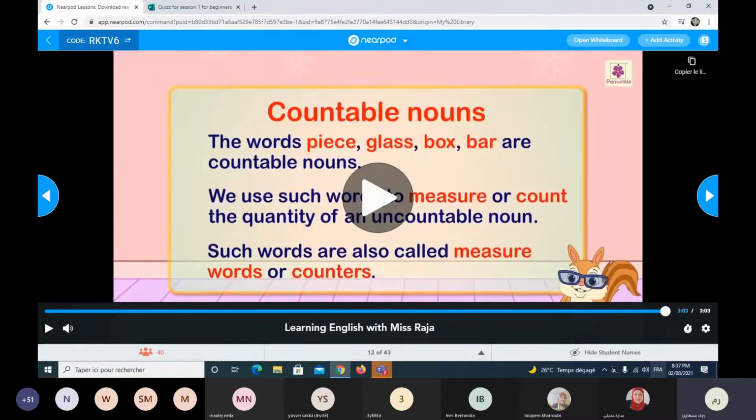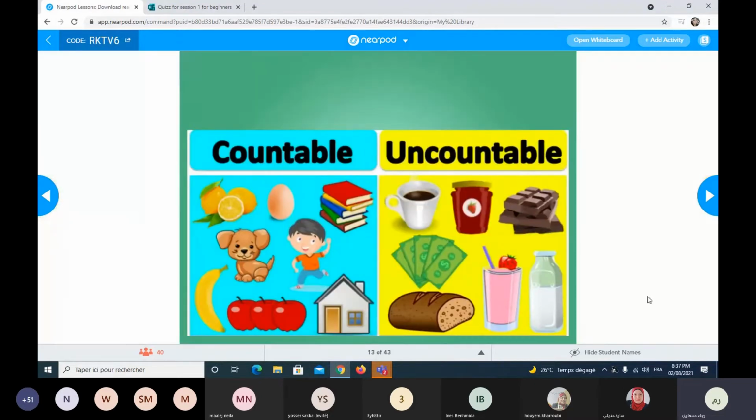Take a look at this picture. In the first part, in the blue color, you have countable nouns. So they will take an S. Three oranges, five eggs, six books, two dogs, five boys, six bananas, three apples, two houses.